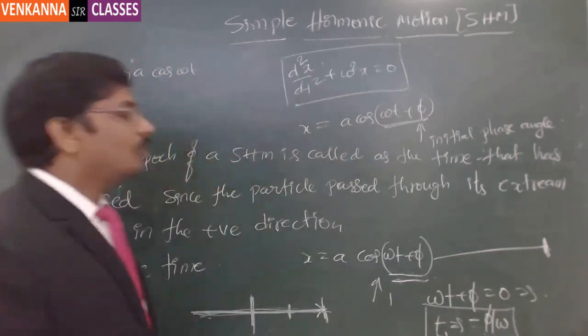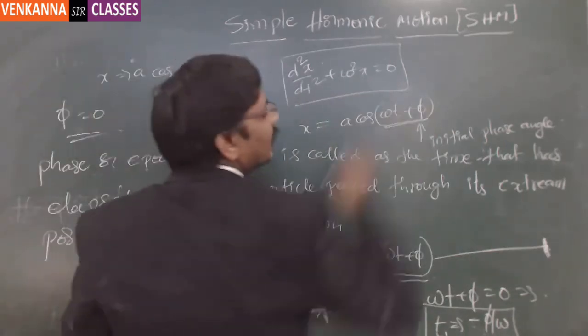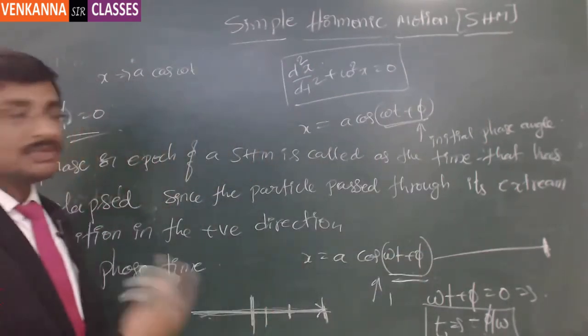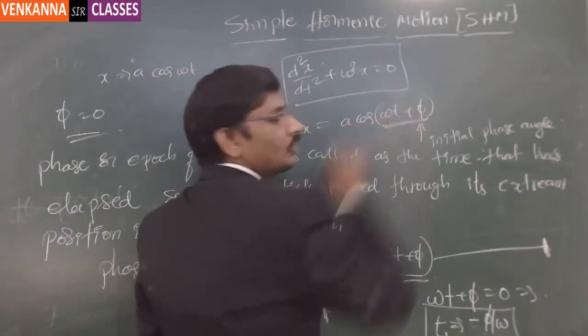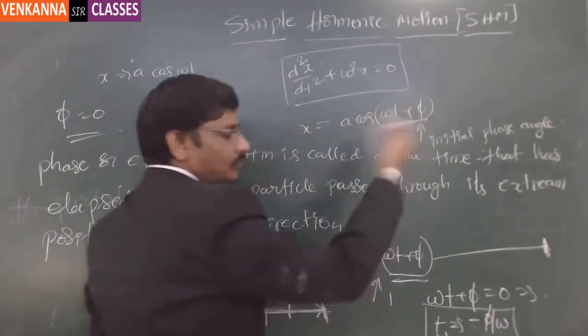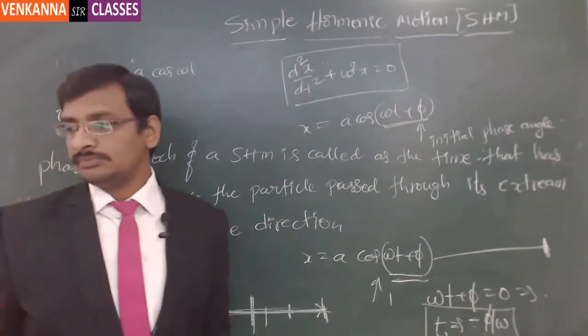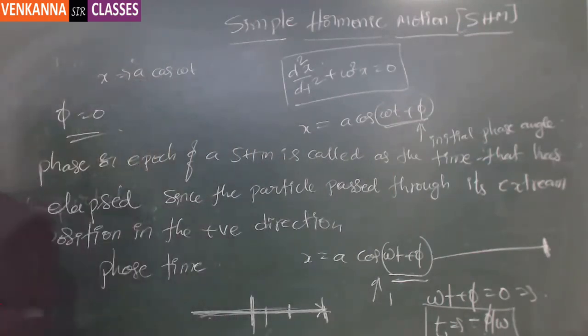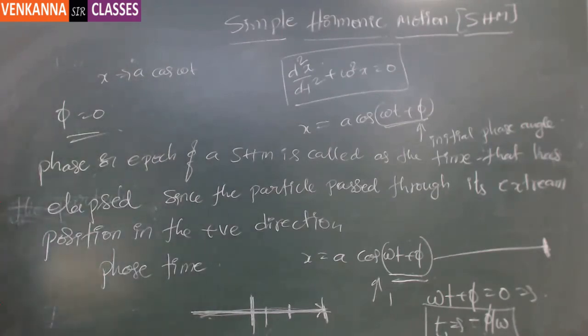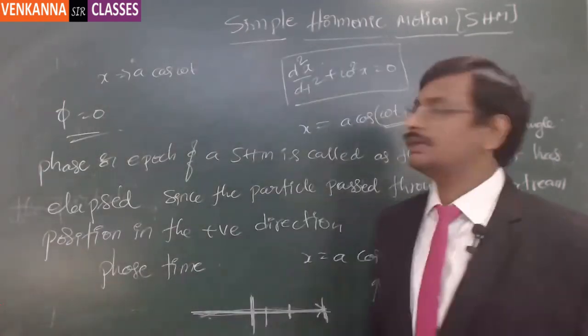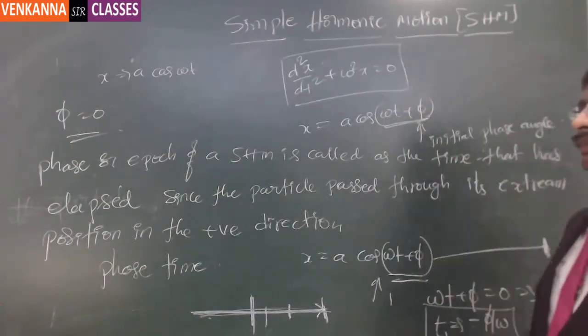Now for the first time, suppose omega t plus phi is the time taken to reach a particle to a certain location, then the time, or the phase time, or the epoch, you can count as omega t plus phi, which is the angle at that particular position. Got it? Understood? Okay. So this is the phase, which is the initial position, which we treat from this location of phi.